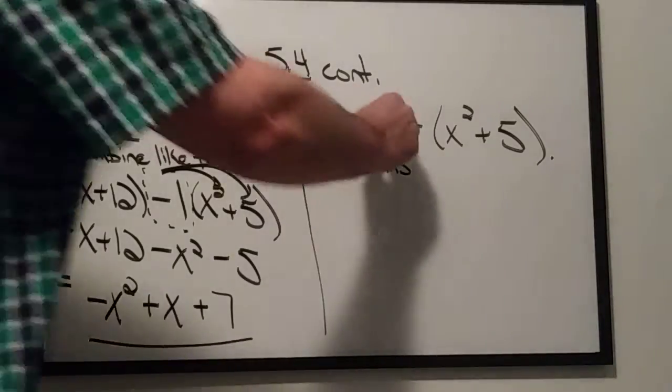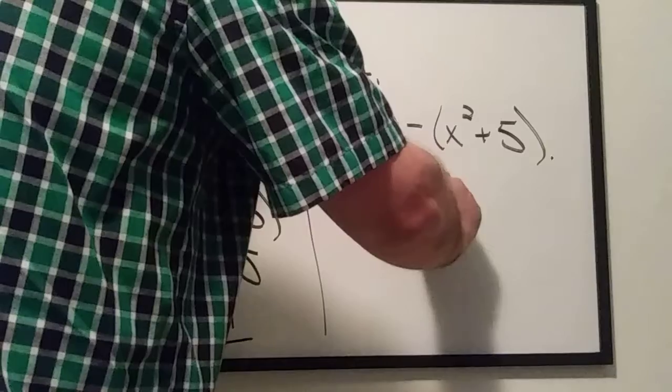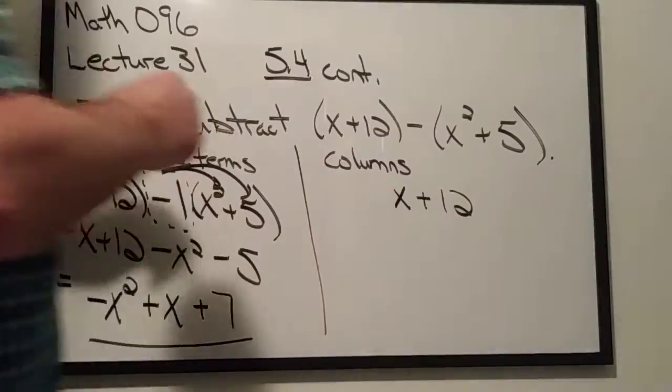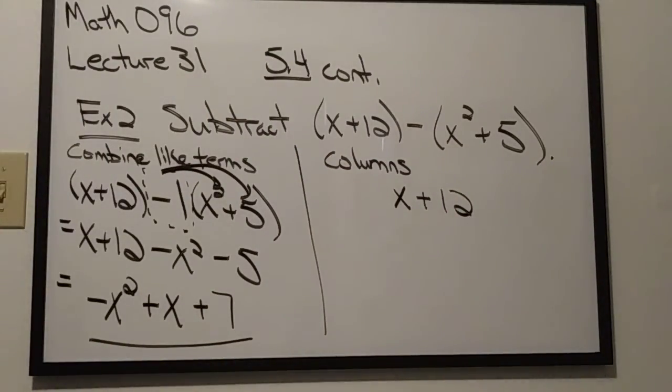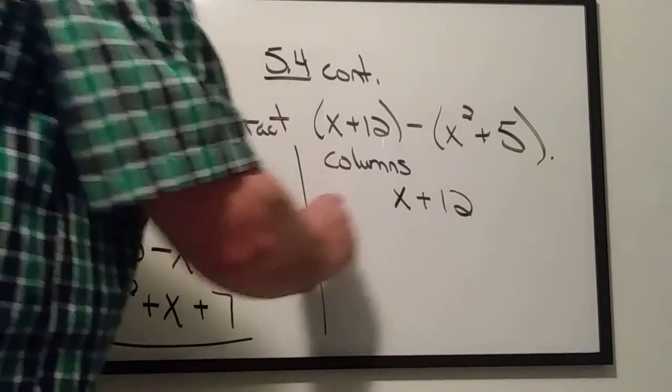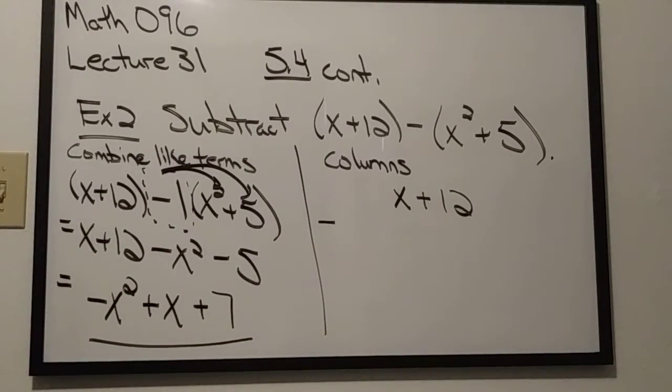So again, you start off by writing down your first polynomial. So we have the x plus 12. And this time, because we're doing a subtraction, I'm going to put the subtraction symbol way out here on the left. And then I'm going to write down my second polynomial. But remember one of the things that I said last time. You have to make sure that you are making all the columns so that the same power of x is hanging out in each one of these columns.